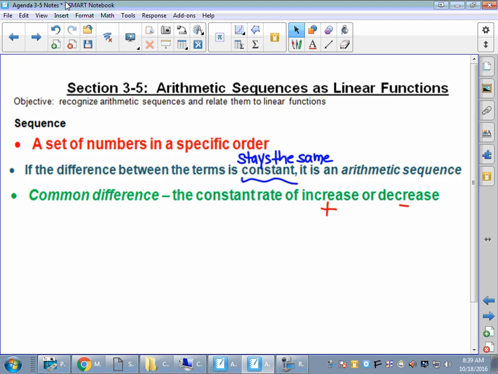If it's multiplying, if it's dividing, it's a different kind of sequence. It's called a geometric sequence. So it's got to be either adding or subtracting. That's always what you're looking for.